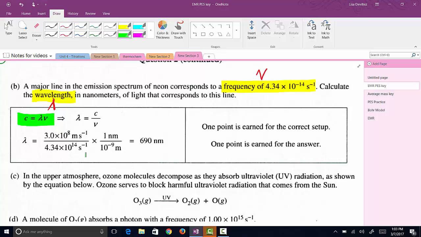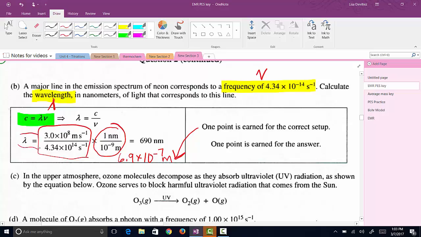So you should have gotten an intermediate value of 6.9 times 10 to the minus 7th, right? And then if you correctly converted it from meters into nanometers, you got your 690 nanometers. So again, 1 point for the correct setup, which generally got you that value there. I was really just looking, if I saw this here, with the lambda, if you did that part of it, then you got the point. And then 1 point for the final correct answer, which was your 690 nanometers.